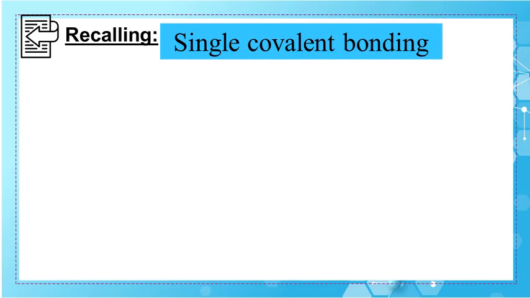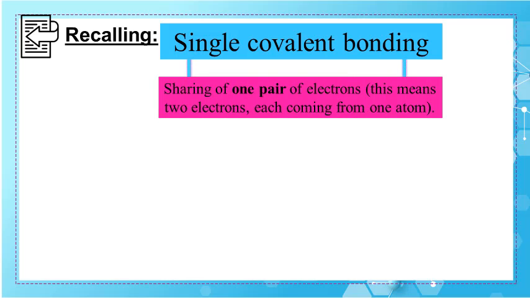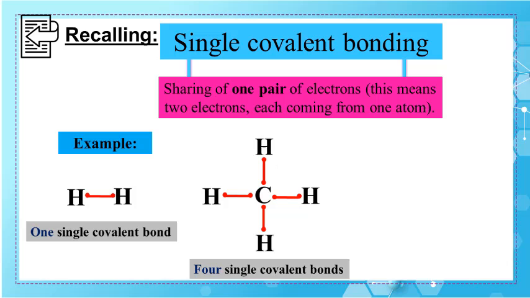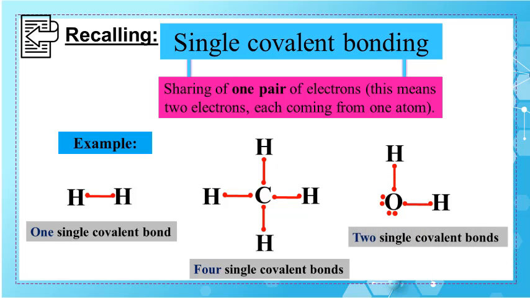Recall that single covalent bonding is sharing of one pair of electrons. This means two electrons, each coming from one atom. Example, in hydrogen molecule, each hydrogen shares one pair of electrons with the other hydrogen atom, forming one single covalent bond. In CH4 molecule, the carbon atom shares one pair of electrons with each of the four hydrogen atoms, forming four single covalent bonds. In H2O molecule, the oxygen atom shares one pair of electrons with each of the two hydrogen atoms, forming two single covalent bonds.